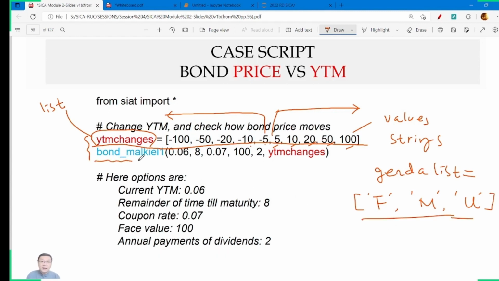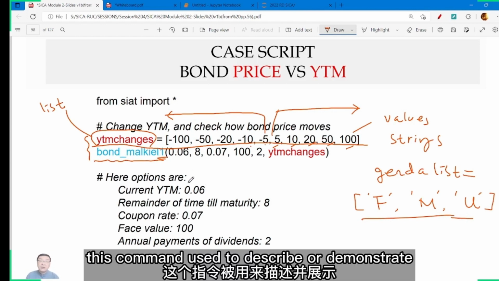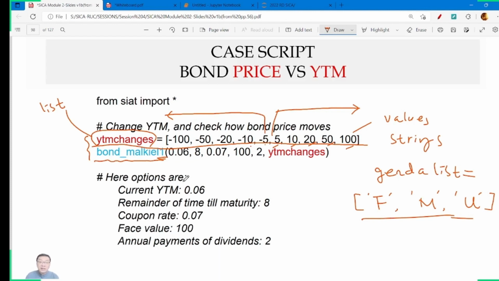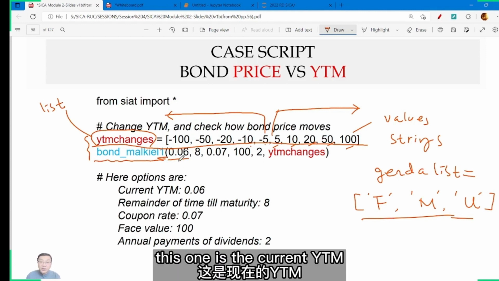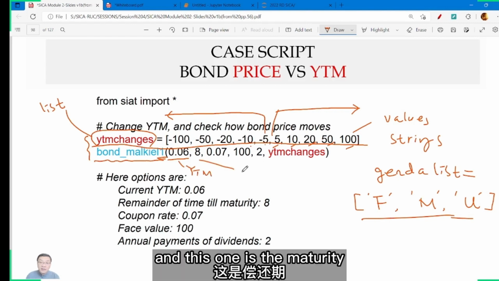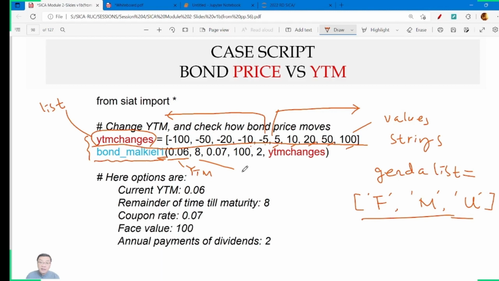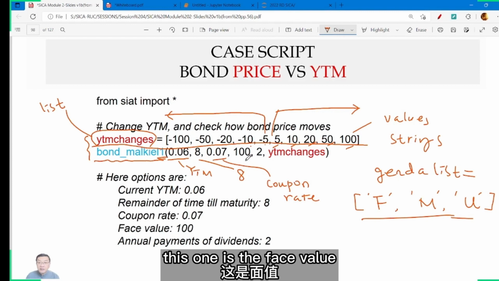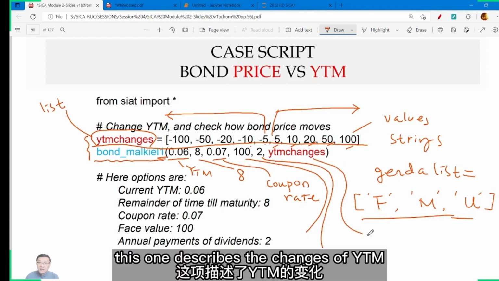And this command is a Python command called bond-moq1. This command is used to demonstrate the first law in bond pricing proposed by Malkiel. This one is the current YTM. This one is the maturity. This one describes the coupon rate. This one is the face value. This one is the redemption, the number of coupon payments issued every year. This one describes the changes of YTM.